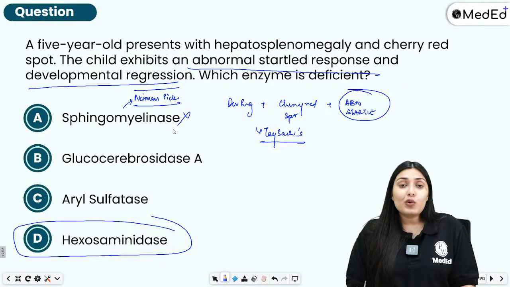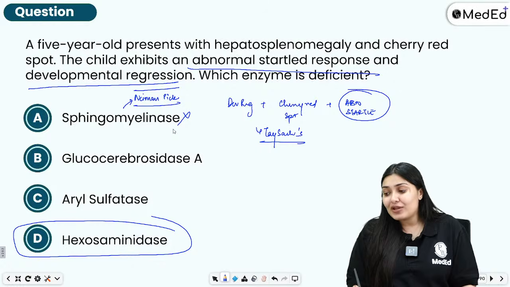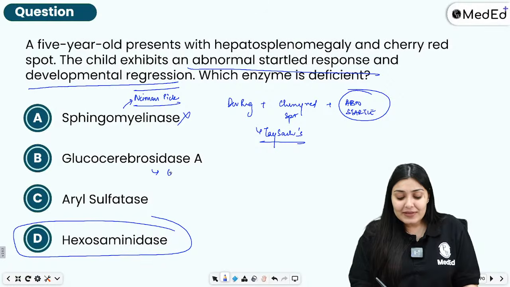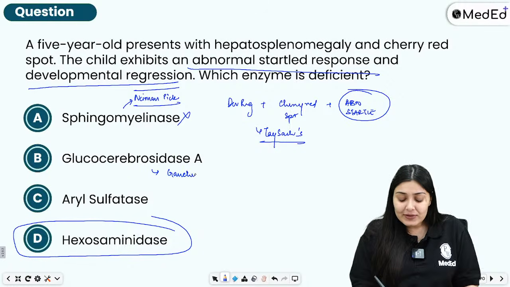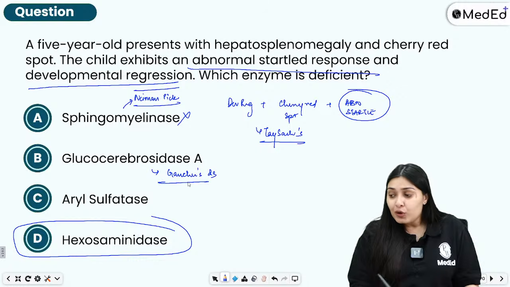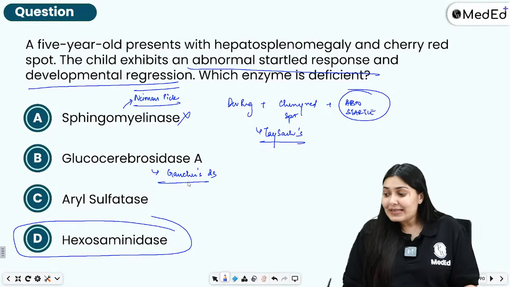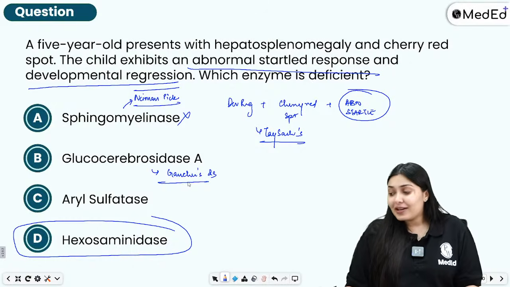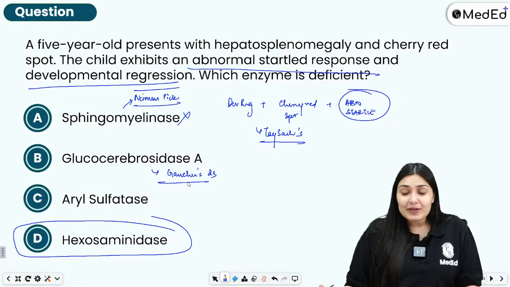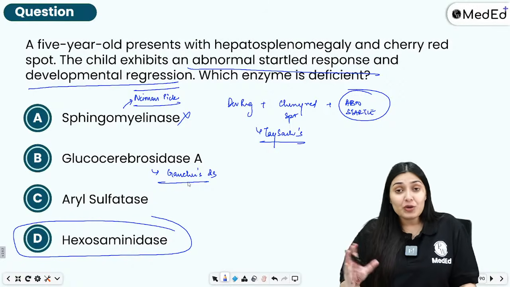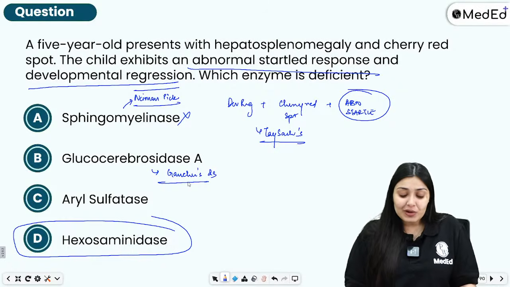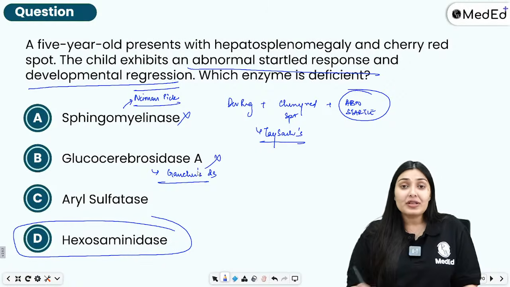Then we have glucocerebrosidase A deficiency. Where do you see this? We see this in Gaucher's disease. So hepatosplenomegaly is seen over here, pancytopenia is seen over here, but no cherry red spot, no startle response, no neuroregression or developmental regression. So again, this would be omitted.